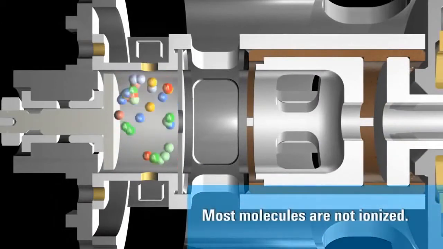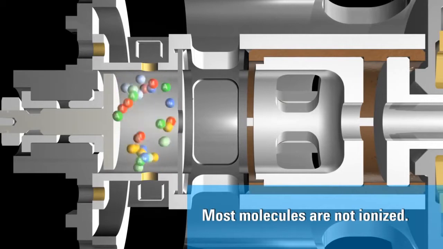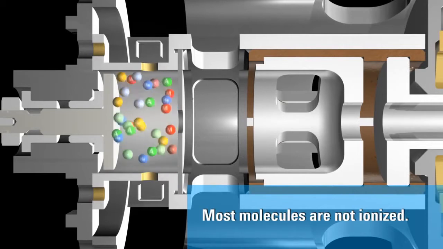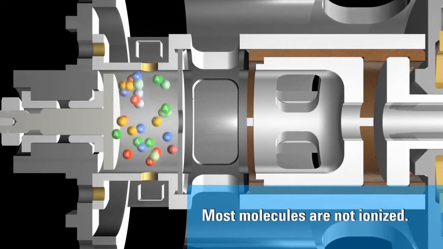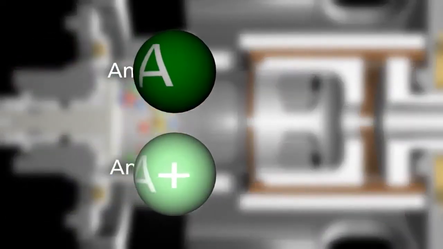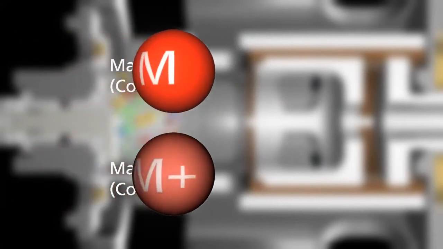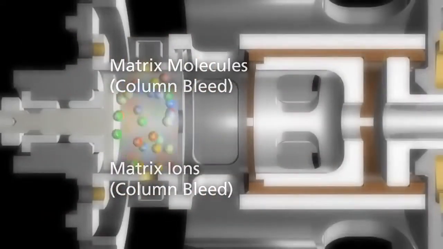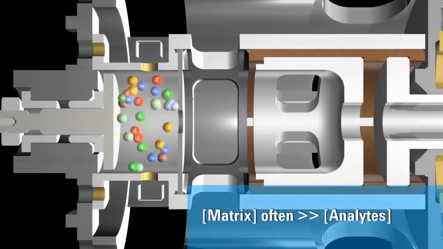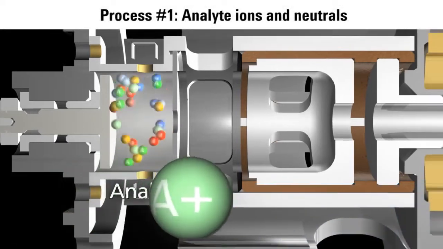Even for a high-performance source, ionization efficiency as a percentage of molecules entering the source is very low. This means there are many more neutrals than ions exiting the source, so a thorough description must include analyte neutrals and ions, helium neutrals and ions, column bleed neutrals and ions, and many more neutrals and ions from the matrix at concentrations typically higher than the analyte. To simplify the description, let's start with the analyte molecules and ions.